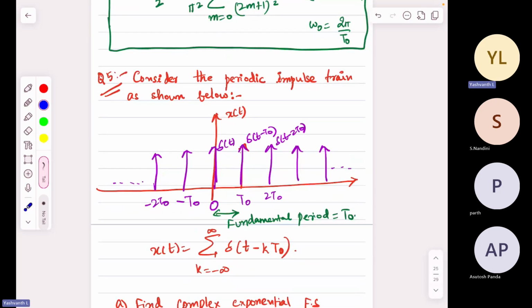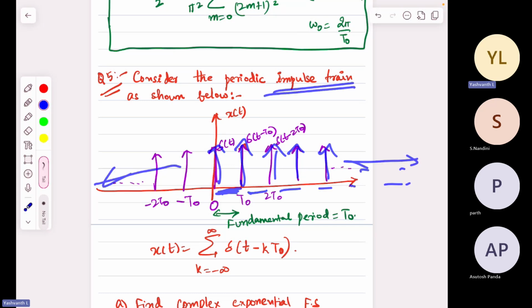Okay. Then the next question is another periodic signal. So it's a periodic impulse train. Impulse trains means basically that you have an impulse function, and you just repeat this impulse function with some period. Let's say here it's t naught. For every t naught, this impulse function keeps repeating. This is called an impulse train.